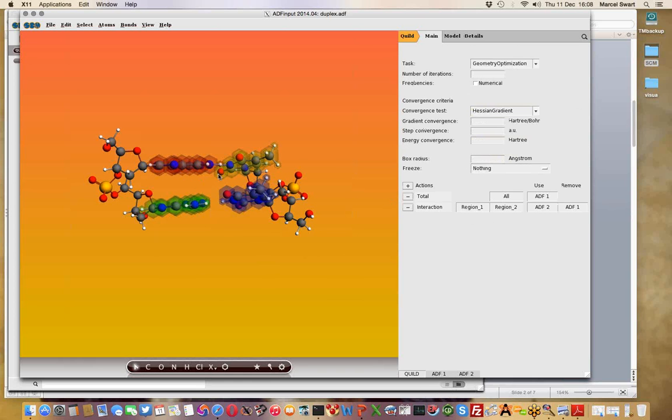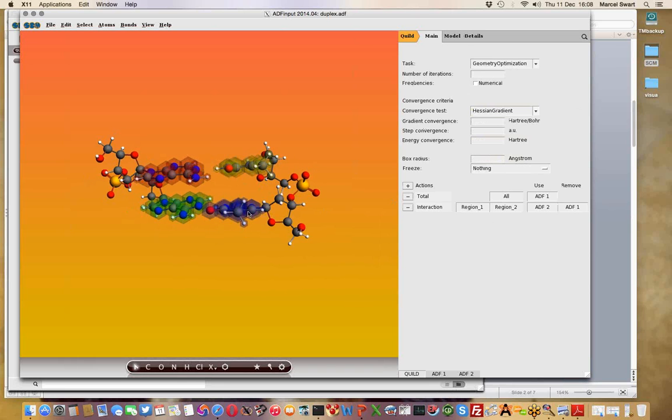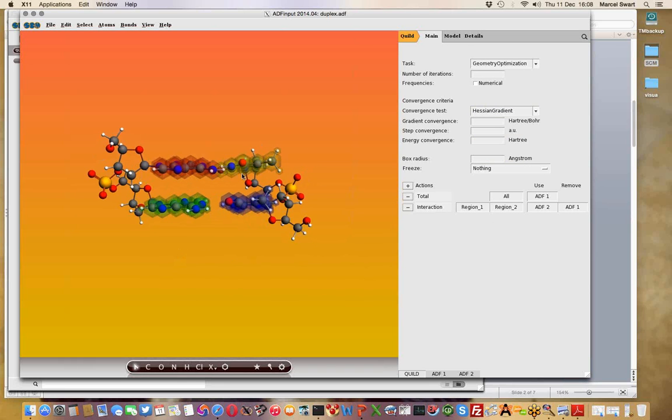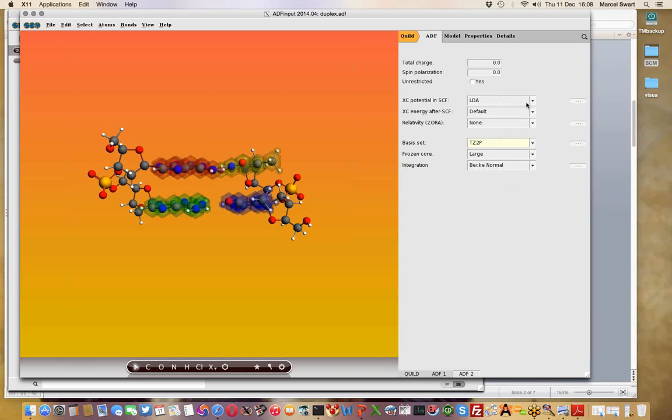And then for instance, in this case, this is region 1, this is region 2, region 3 and region 4, but it's the same as here. So if I subtract the interactions between region 1 and region 2, so the pi-pi stacking, I remove the interactions which were obtained with ADF1 and I replace them with ADF2. And for ADF2, the description, we use LDA.